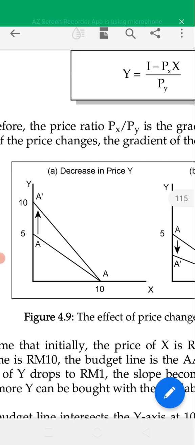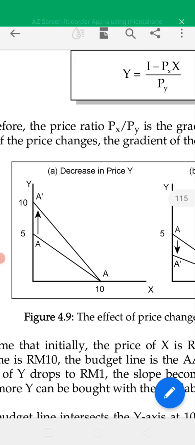When the price of Y decreases, the budget line will shift outwards towards Y. Now you can see that the consumer was only able to buy 5, but now the price of Y has decreased. It means they are able to buy 10. So you can see there's a pivotal outward shift of the budget line when the good Y decreases in price.